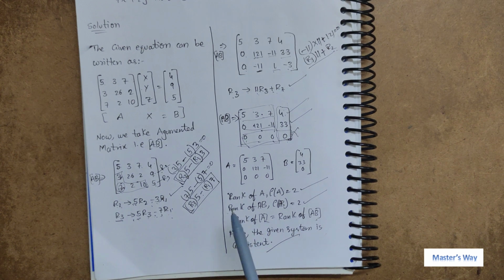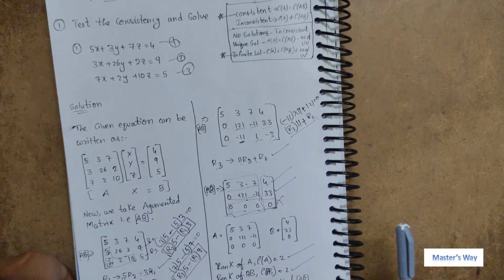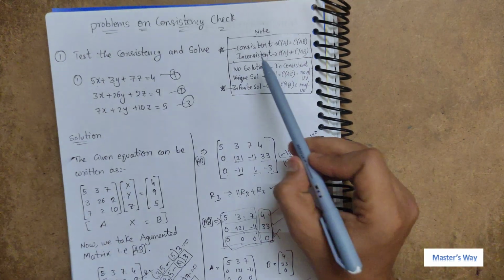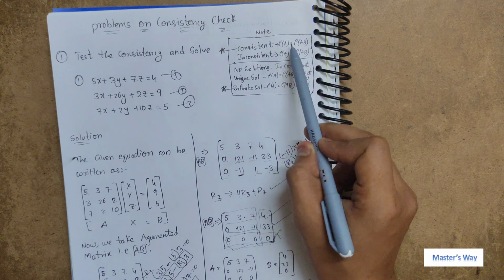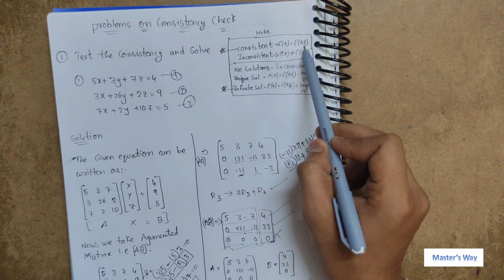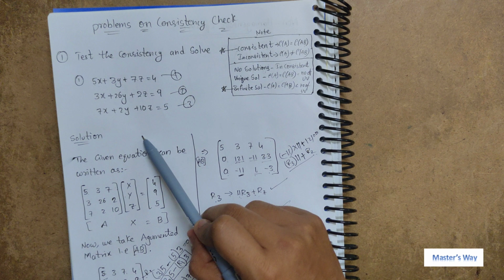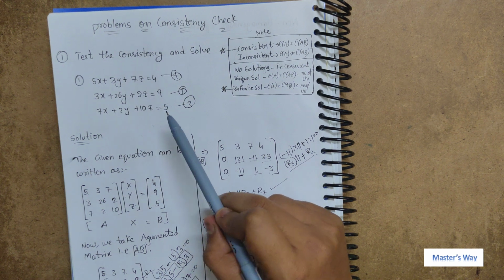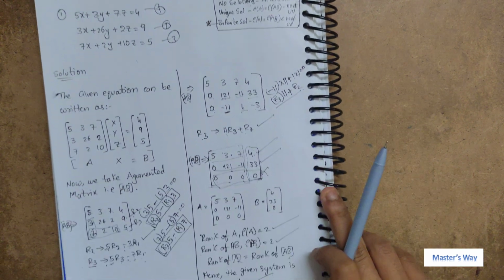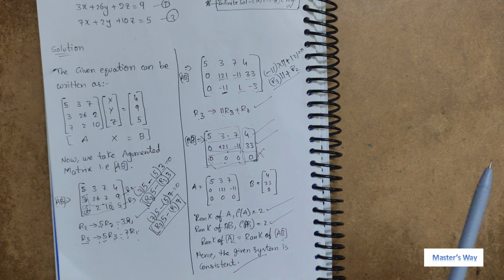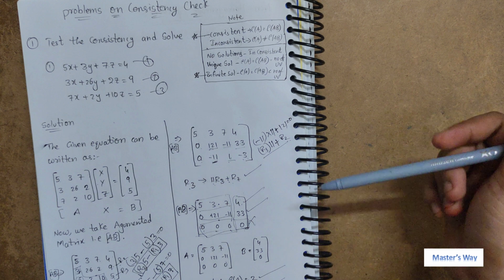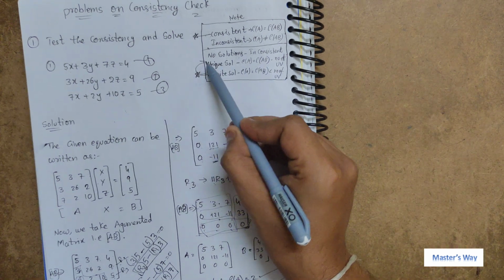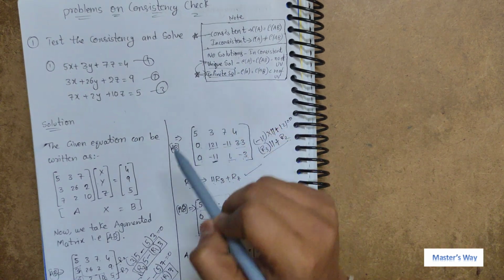So this is a consistent system, right? For a consistent system, if you go and check the concepts, if the system is consistent then rank of A equal to rank of AB. Now in this question we got rank of A equal to rank of AB. You can see here rank of A is 2, rank of AB also 2. Now in this case we have two types of solutions. One is unique solution, one is infinite solutions.